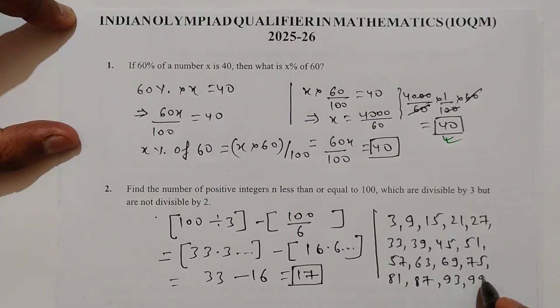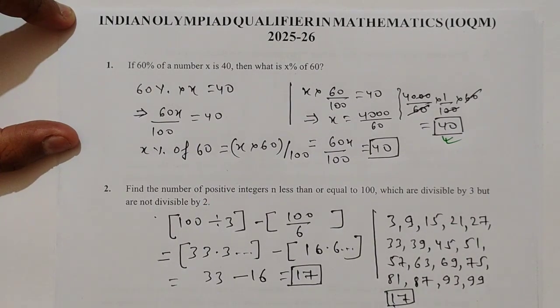So now if we count: 1, 2, 3, 4, 5, 6, 7, 8, 9, 10, 11, 12, 13, 14, 15, 16 and 17. So in total, the numbers divisible by 3 but not by 2 are 17, the same answer we got here. So this is also a very simple problem.